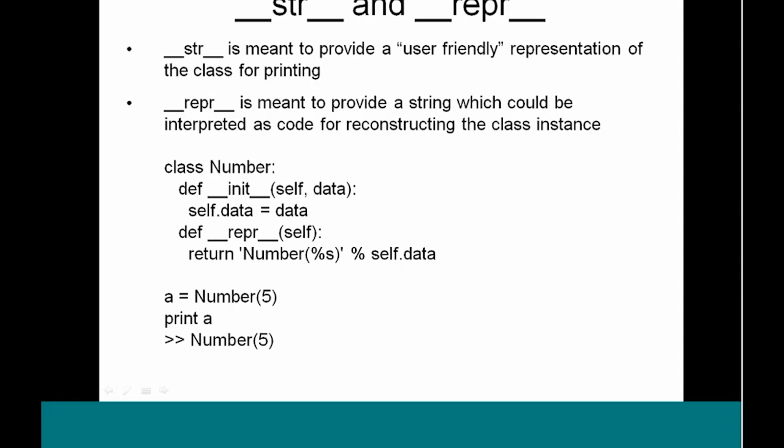Now there's another member function underscore str underscore, which is essentially meant to provide a user friendly representation of the class for printing. And then the other one is underscore repr underscore, that is meant to provide a string which could be interpreted as code for reconstructing the class instance.